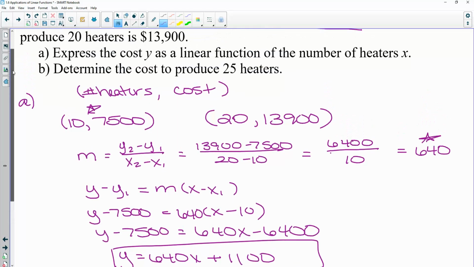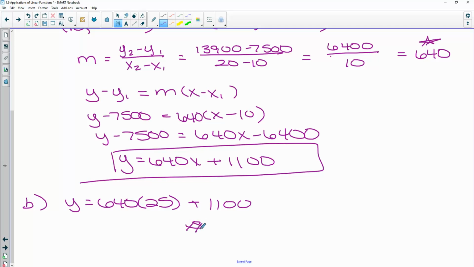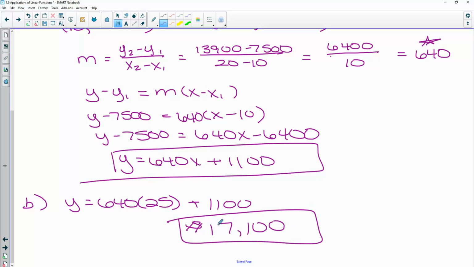All right. B, determine the cost to produce 25 heaters. So what do we do? Times 25. And so we get a cost of $17,100.